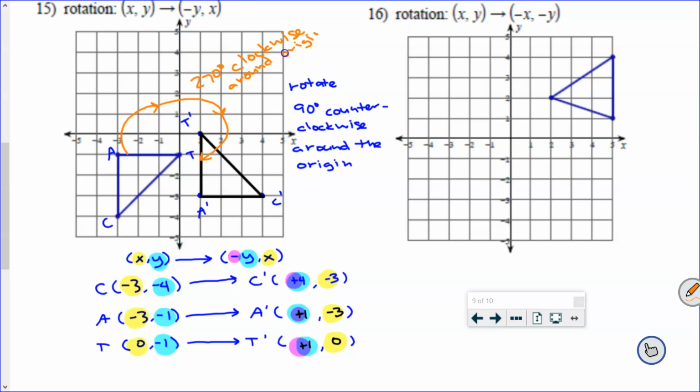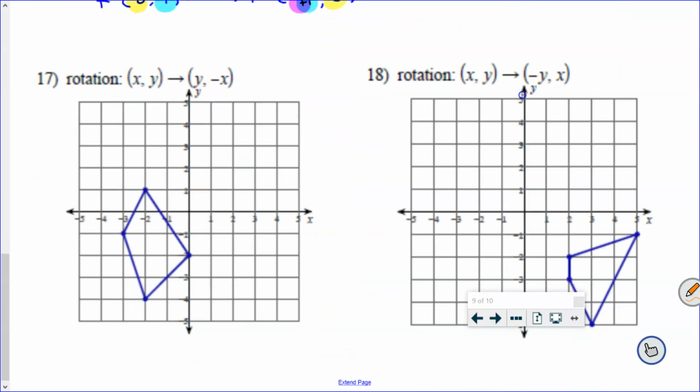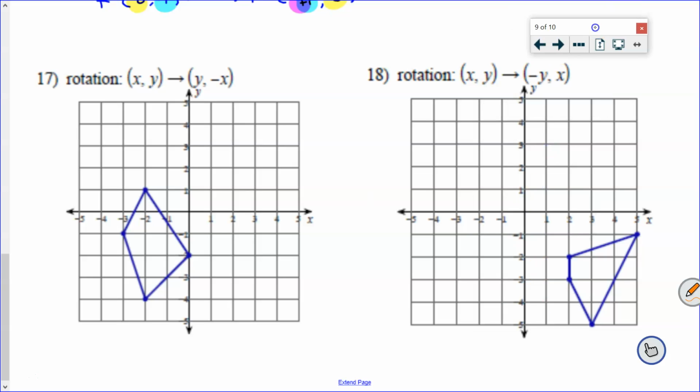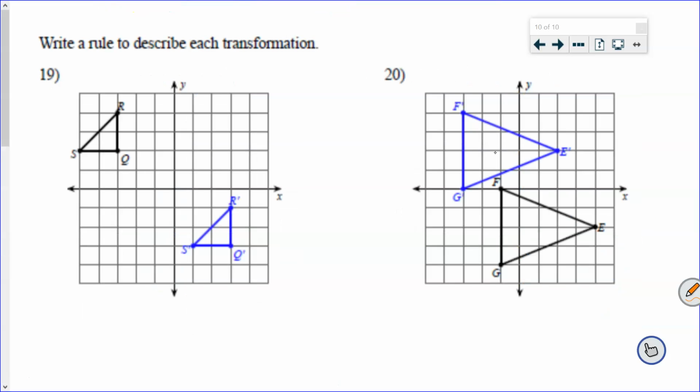Okay, guess what? Number 16. Homework. Guess what else is homework? 17 and 18. And now, let's turn to the next page, because now we're doing something similar but different. We're working backwards. Yes, Camden, you have a question?